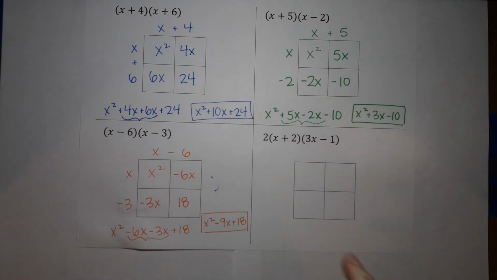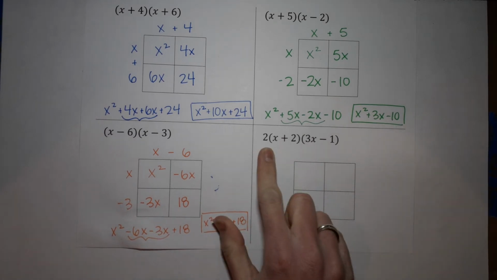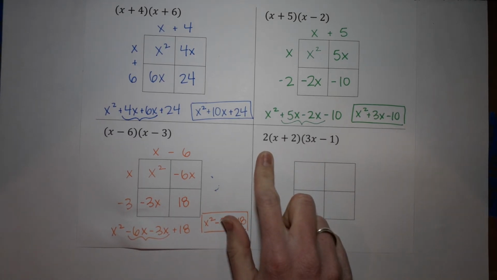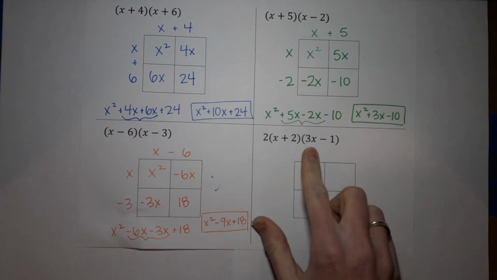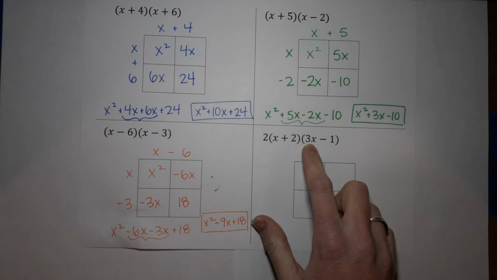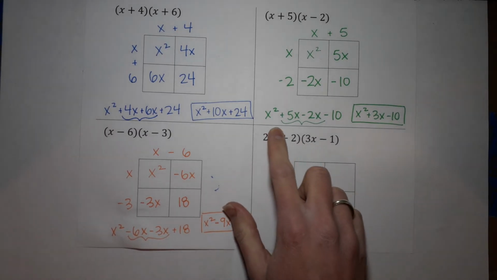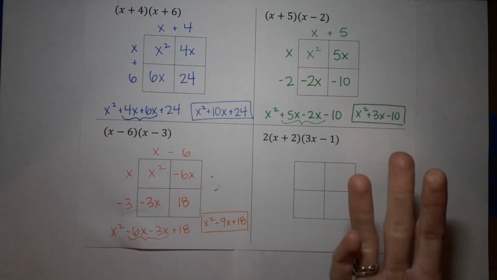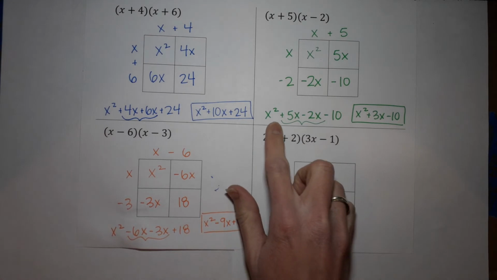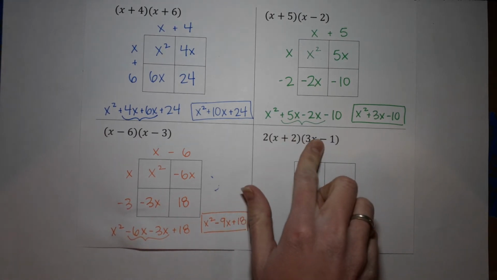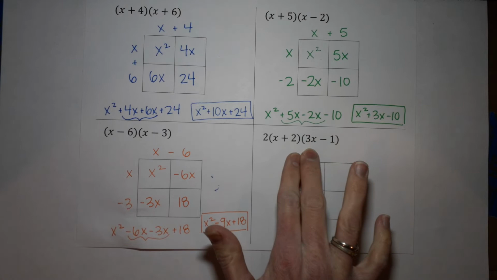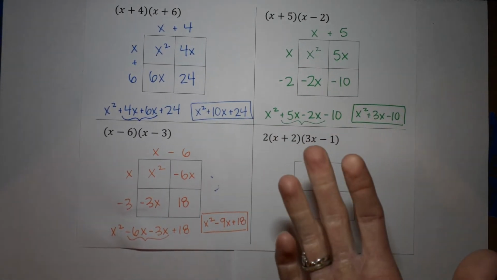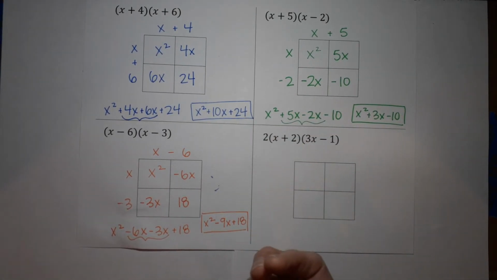There we go. All right, this one has a 2 out front, and it also has a 3 in front of that x. But we're just going to do the same thing. First of all, you can choose whether you distribute the 2 in at the beginning or the end. So you can either distribute this into that one and then multiply these, or you can multiply these just like up here and then multiply the 2 in. You will get the same answer either way.